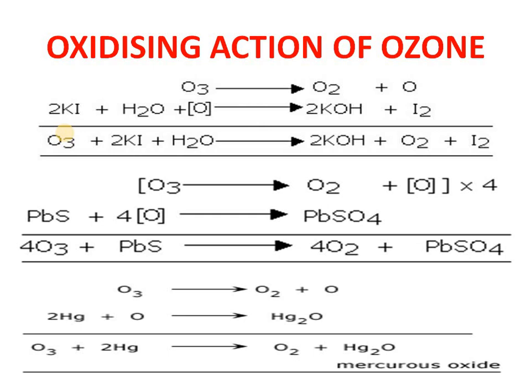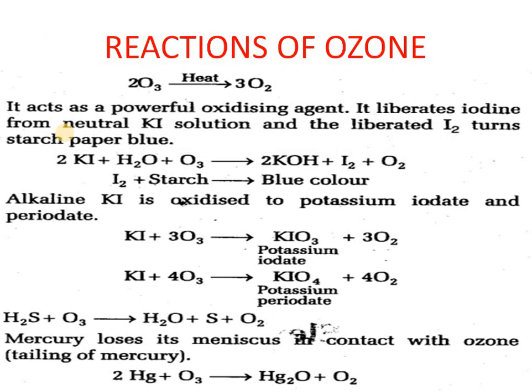So this third question is also very important, that is mercury is changed into mercurous oxide. When mercury is as such, it will not stick to the glass, but when we are doing ozonization, it will stick to the glass and leave a trail on the sides of the test tube. So that is known as tailing of mercury. This reaction is very important in the name of tailing of mercury. Very important. These three reactions are very important.